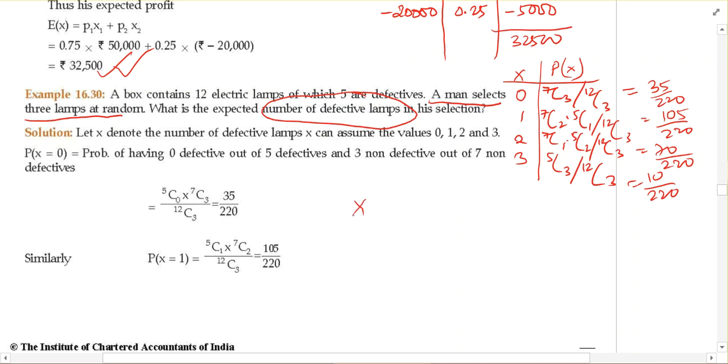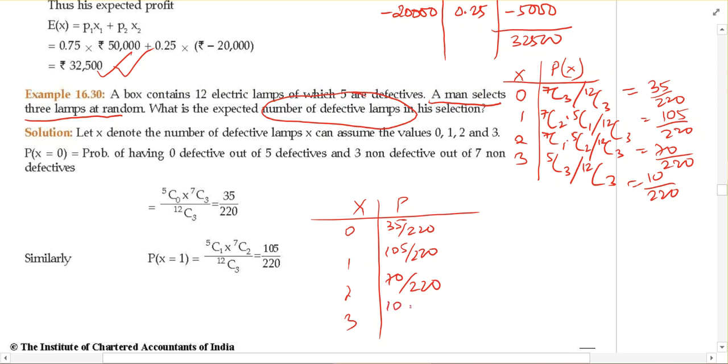Okay, I am constructing this table again. X and P: 0, 1, 2 and 3, 35 by 220, 105 by 220, 70 by 220, and 10 by 220. What is the expected number? So let's simplify this at first. It is actually 7 by 44. It is 21 by 44. It is 14 by 44. And it is 2 by 44.